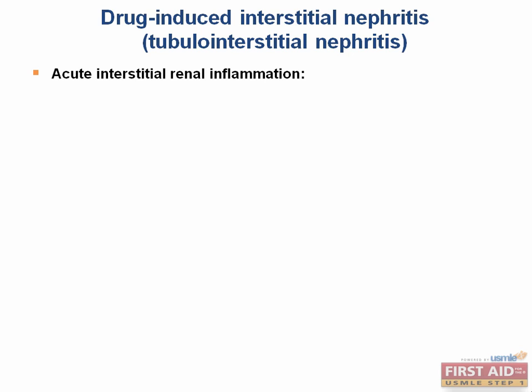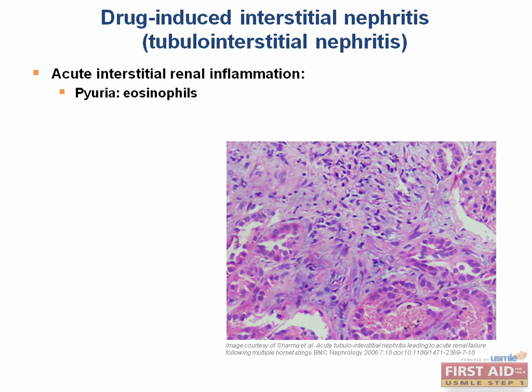Now that we've covered pyelonephritis, let's move on to some non-infectious causes that can be damaging to the kidney. The first thing is drug-induced interstitial nephritis, also known as tubulointerstitial nephritis. Just like the name says, the patients have white blood cell infiltration into the spaces of the kidney in between the tubules, meaning the interstitial space. Usually there's pyuria, with which type of white blood cell? Eosinophils, because it's a hypersensitivity reaction to drugs.